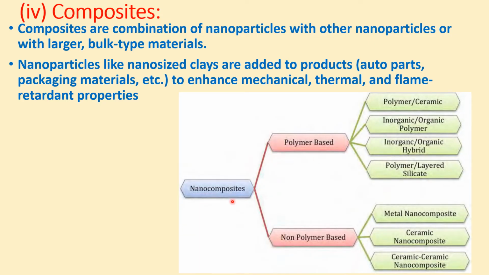And nanocomposites may be polymer based, meaning the ceramic nanoparticles or inorganic nanoparticles are mixed with some polymer, and then the polymer and these particles will make a composite structure. And there may be non-polymer based, meaning metal nanocomposites, two nanoparticles or two nanolayers of metal, or ceramic nanocomposites, which are non-polymer based.